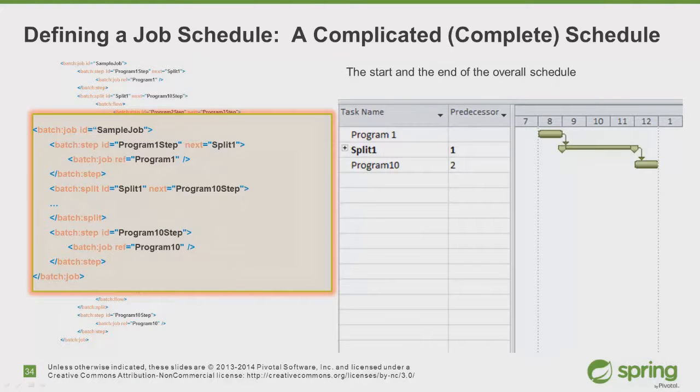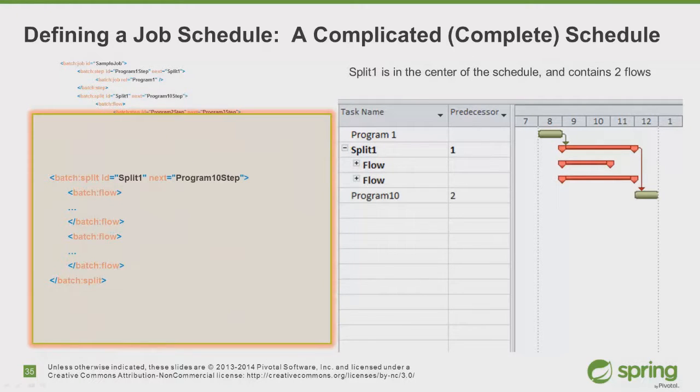We have program 1, so the batch job ID, sample job. It begins with the first step, program 1 step, that runs program 1. Then we have a split called split 1 made up of a bunch of stuff, and when that split ends, we then have program 10 step, which runs program 10. Notice that the first split, split 1, says next program 10 step, and that will then execute program 10 step and program 10 when split 1 completes. So that's the portion that frames the entire job.